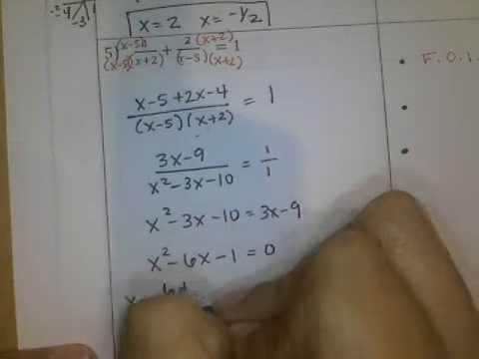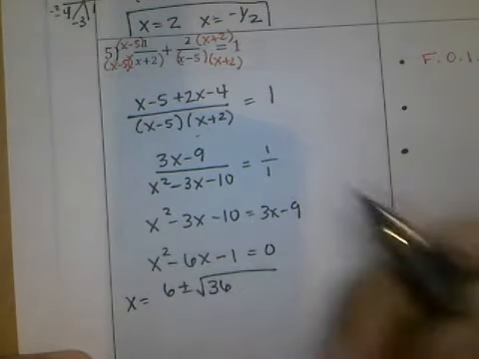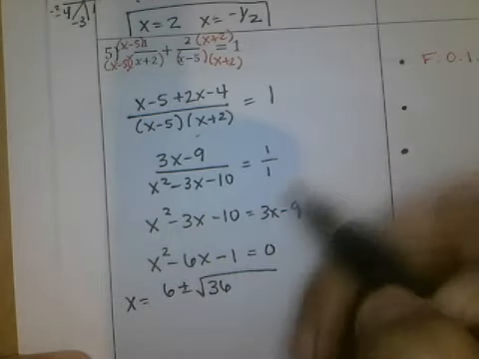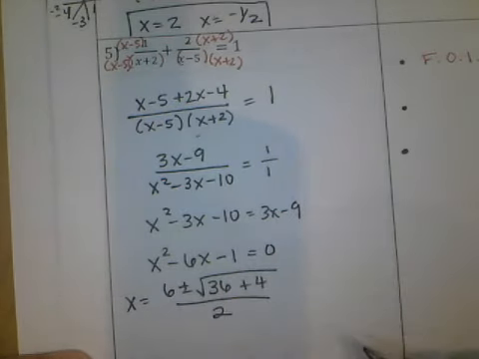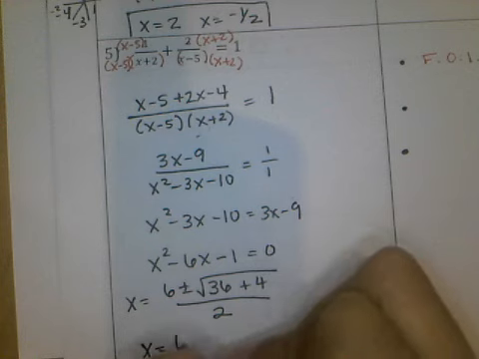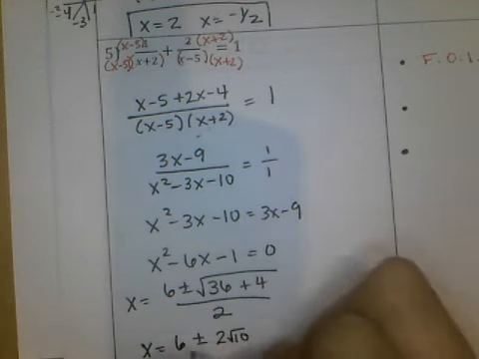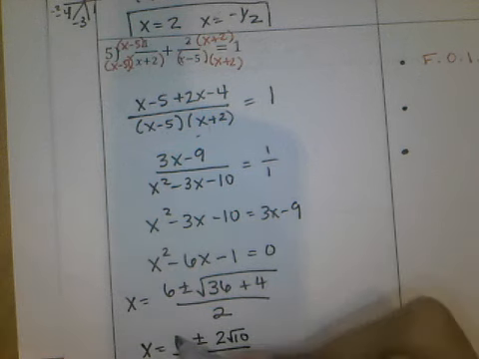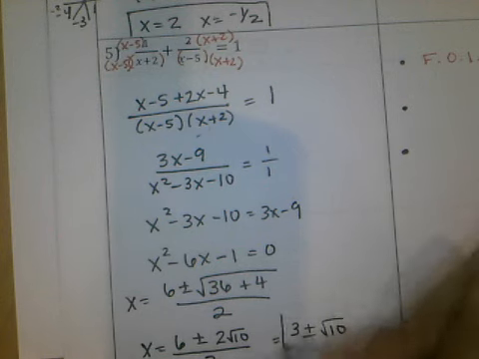Negative b, plus or minus the square root of b squared, minus 4 times a times c, which turns into a plus 4, all over 2a. 36 plus 4 is 40. I know that 40 can be divided by 4, leaving 10 inside, so this is the same thing as 6, plus or minus 2 root 10 over 2. Simplifying both coefficients gives me 3 plus or minus the square root of 10. That's your final answer.